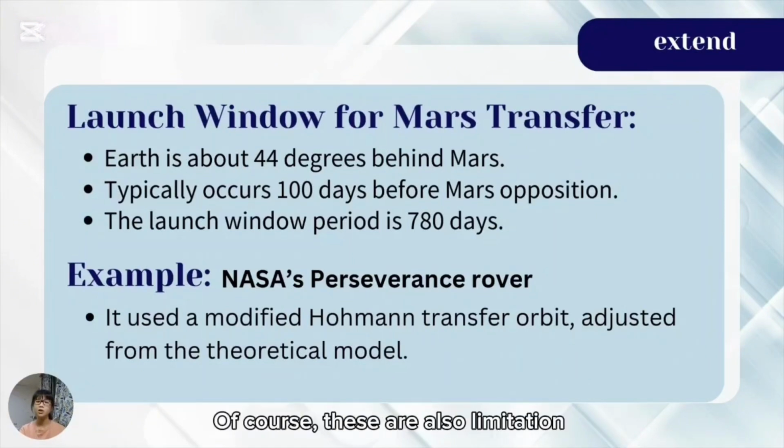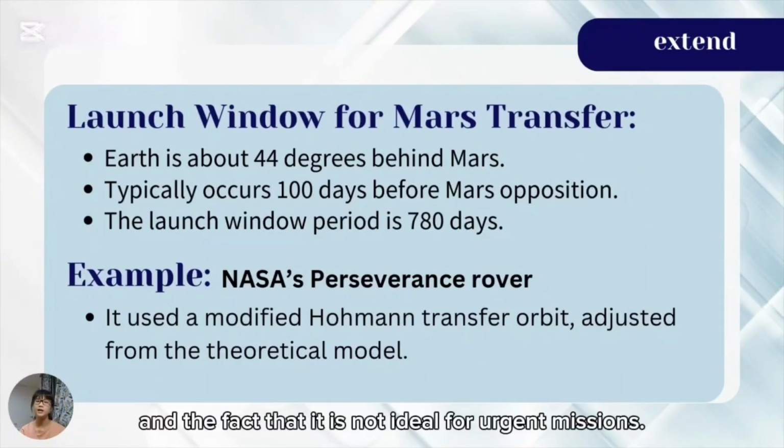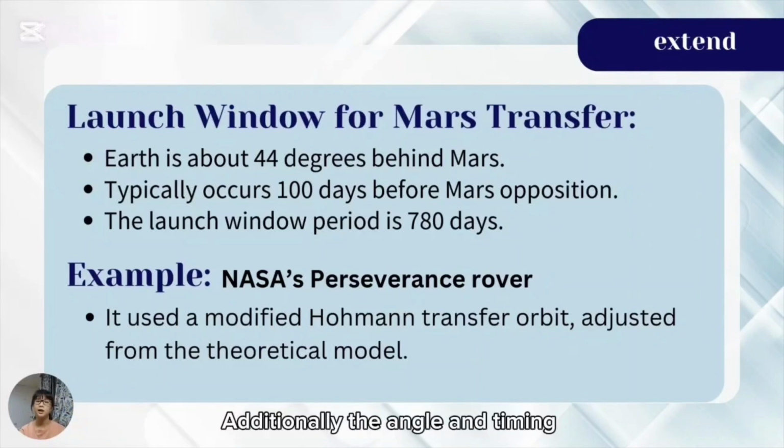Of course, there are also limitations of using the Hohmann transfer orbit, including the long waiting time due to the lengthy period, and the fact that it is not ideal for urgent missions. Additionally, the angle and timing must be calculated with extreme precision, leaving very little margin for error.